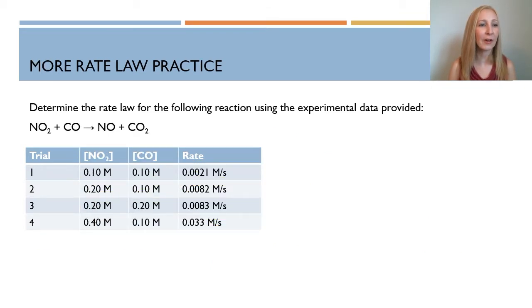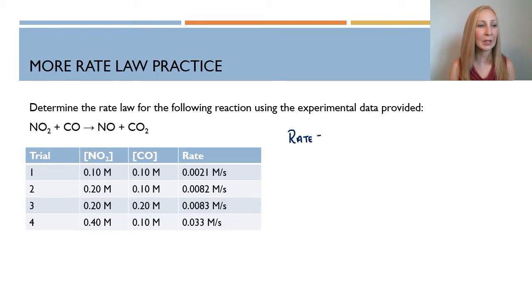Determine the rate law for the following reaction using this experimental data. We have nitrogen dioxide reacting with carbon monoxide to create some products. We don't really care about the products. We just care about the initial concentrations for each of the reactants. So we have NO2 and CO as our ingredients. So I'm going to write out the generic rate law here.